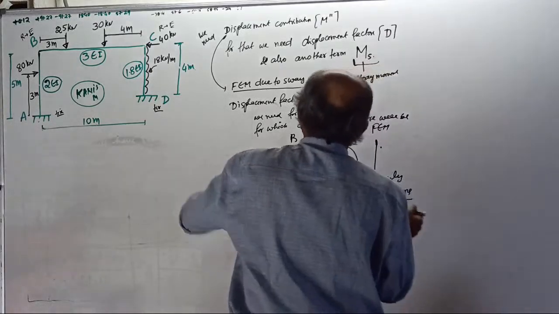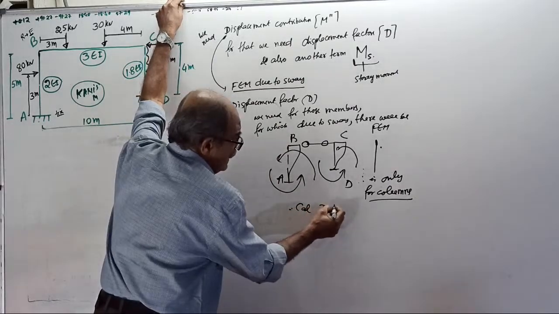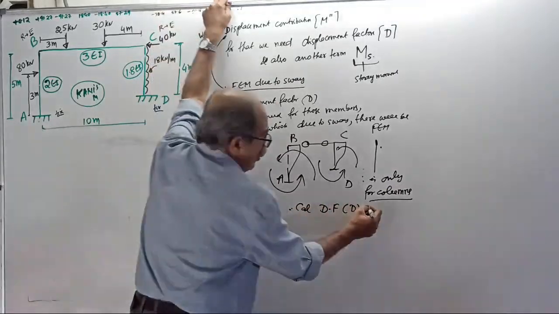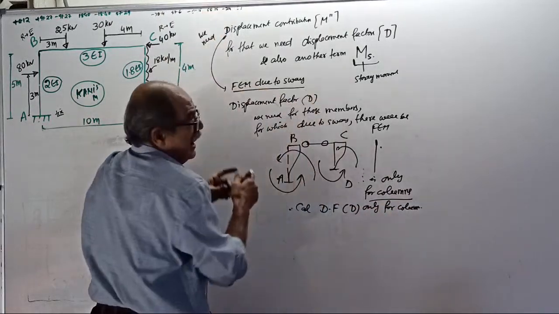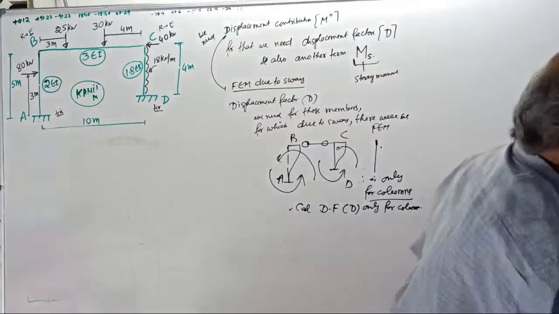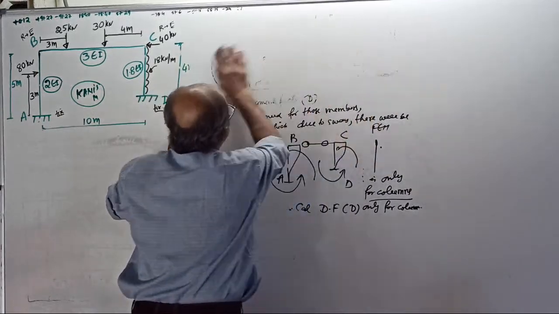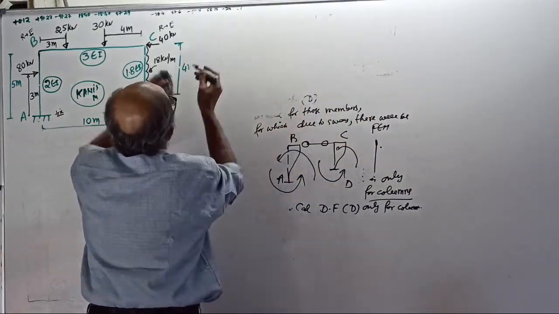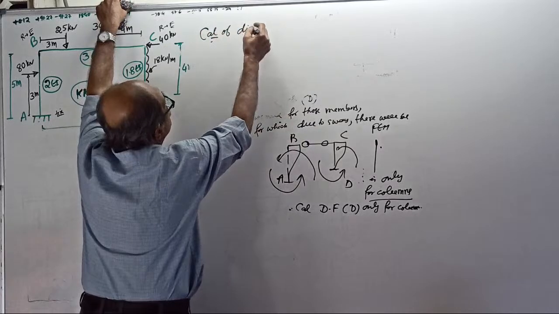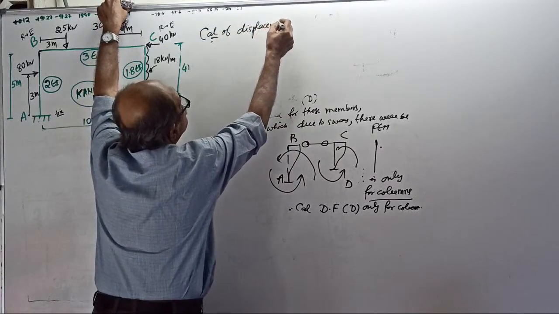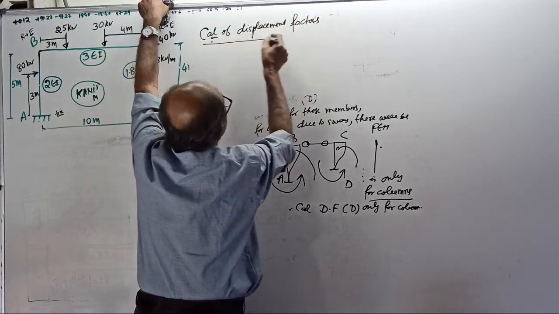Now, therefore, calculate displacement factor, that is D, only for columns. Therefore, I will do one thing. I will rub everything now and write a note here. Next step will be calculation of displacement factors. See, Carney's method is a beautiful method.